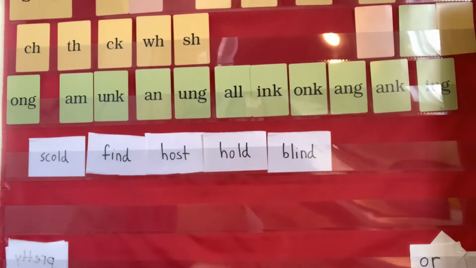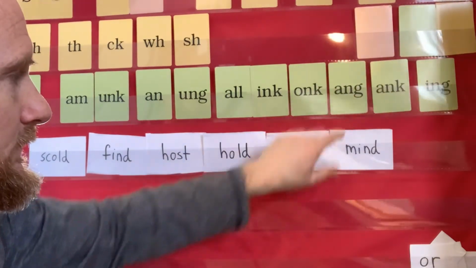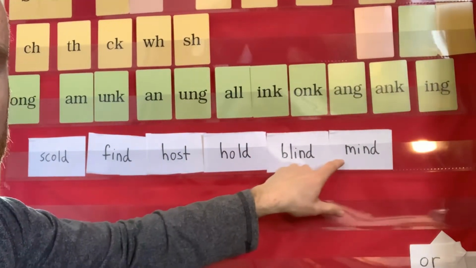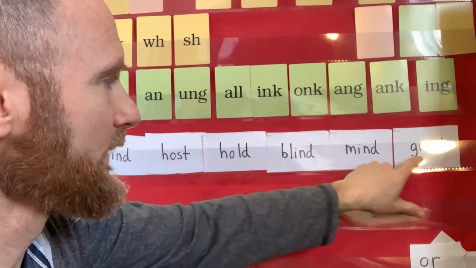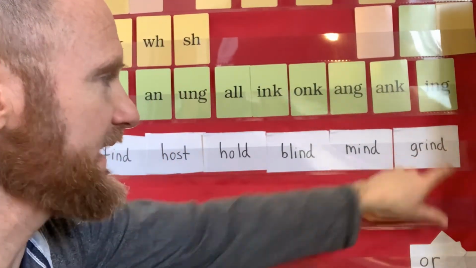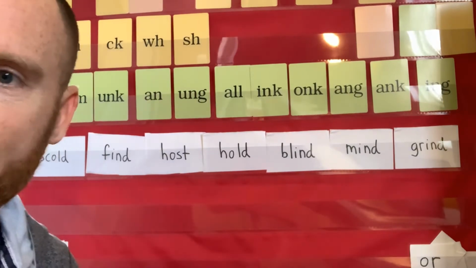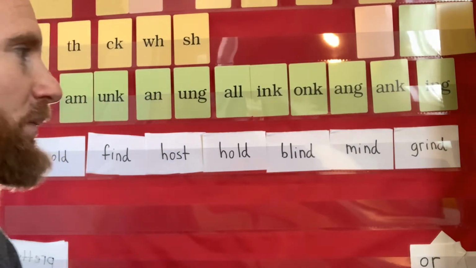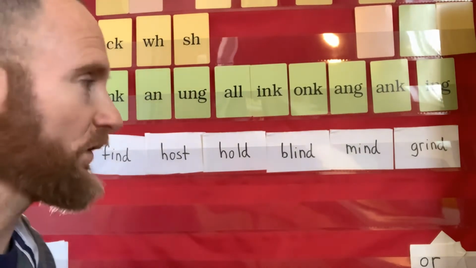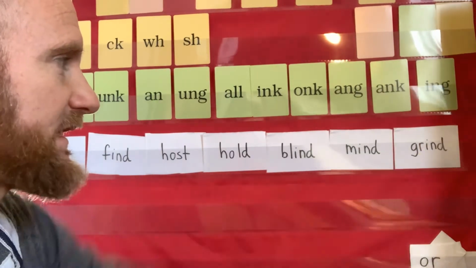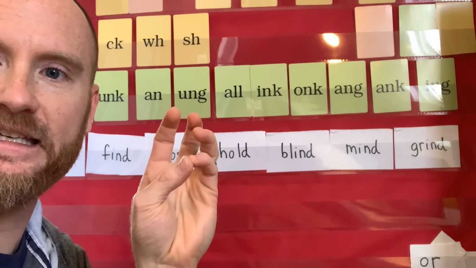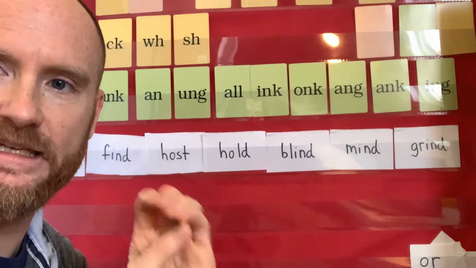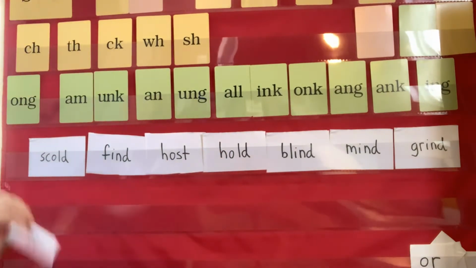Blind. Mind. Grind. And if you have to tap those out, that's fine, okay? But it's better if you can just read them quickly, okay? So for example, grind, if we were to tap that out, G-R-I-N-D, grind, okay?